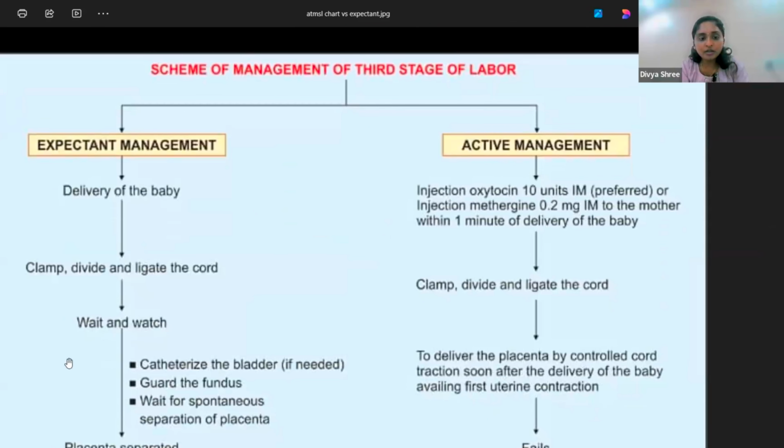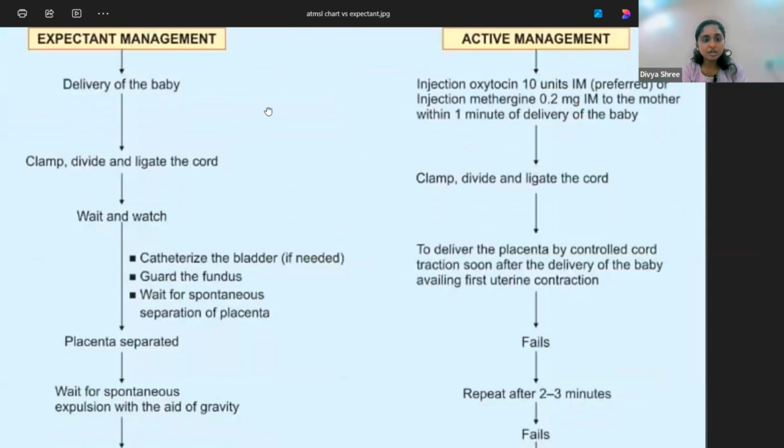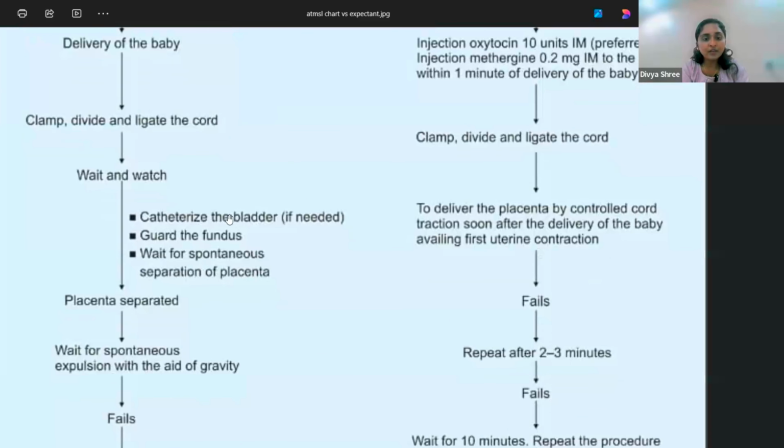So this is a chart that you can write in your exams. This is the expectant management. Here you deliver the baby. You just clamp, divide, and ligate the cord and give the baby to the pediatrician. You just wait and watch. You can catheterize the bladder, as a full bladder will hinder the descent of the placenta, and you can guard the fundus. Just keep your hand on the fundus, but do not massage, and wait for spontaneous separation of the placenta.